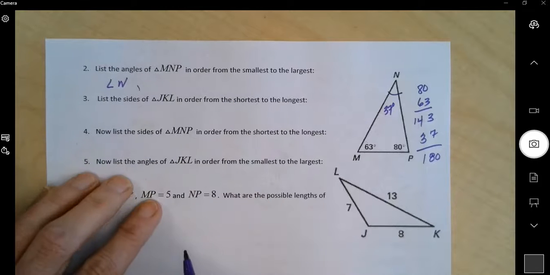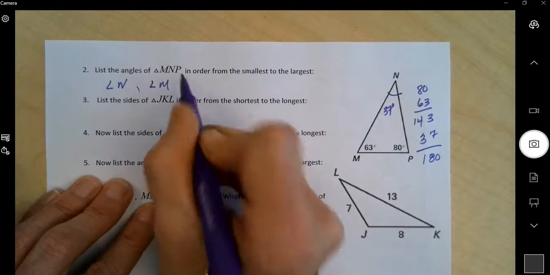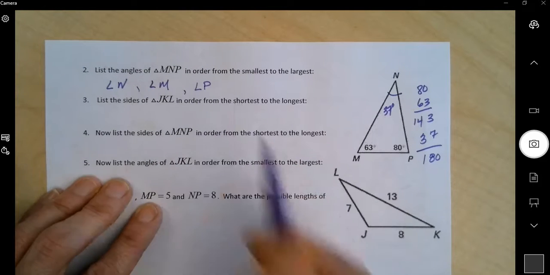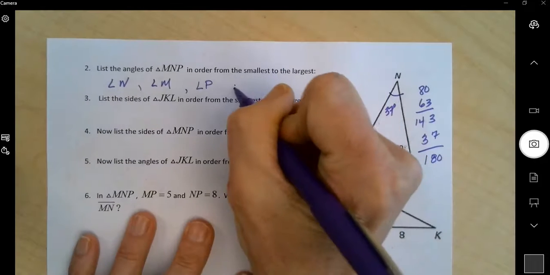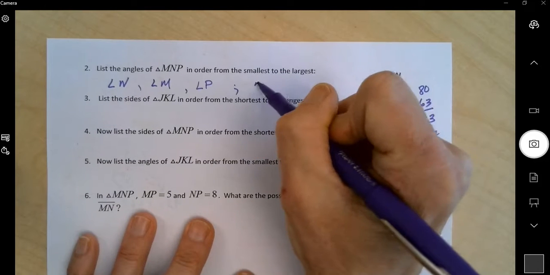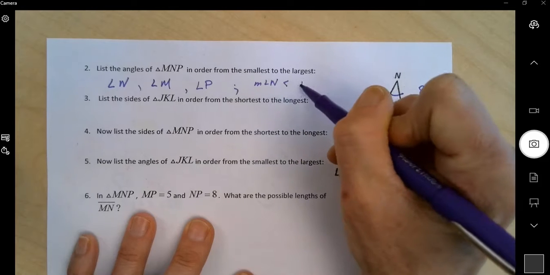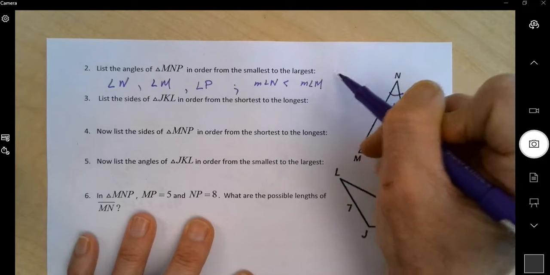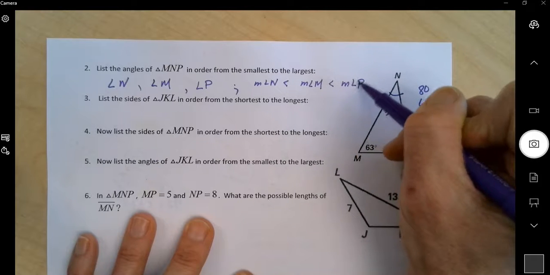I know that my next smallest is angle M. And I know that my next smallest is angle P. By the way, there's 2 ways of listing these. I could say that the measure of angle N is less than the measure of angle M, which is less than the measure of angle P.